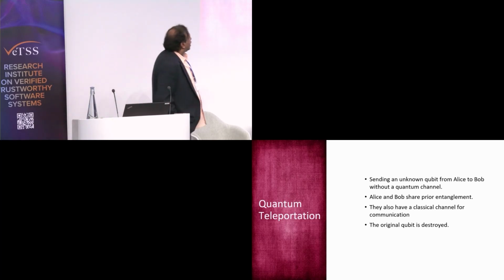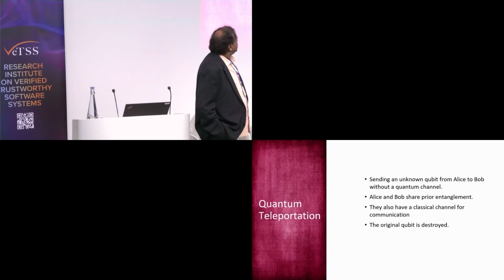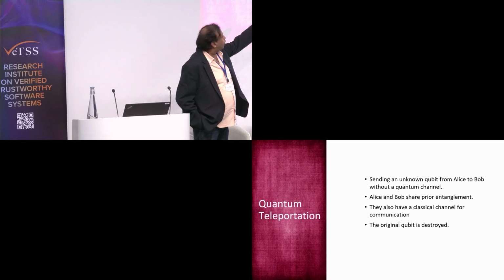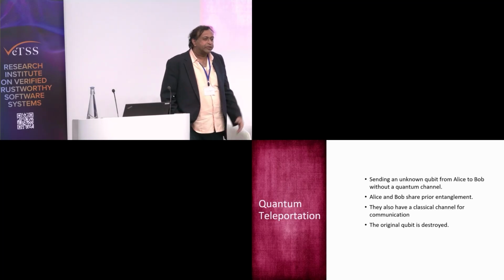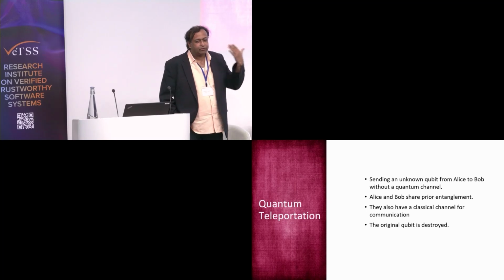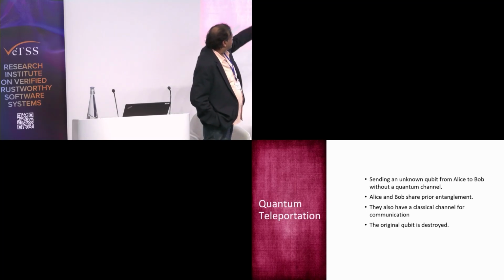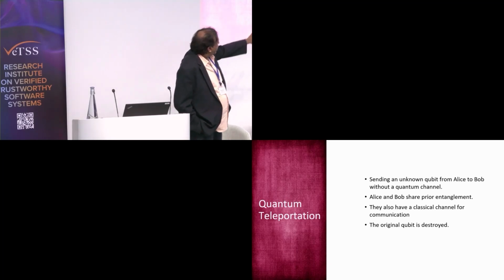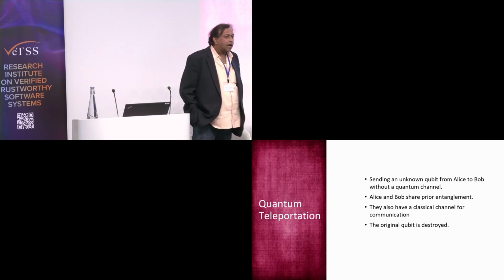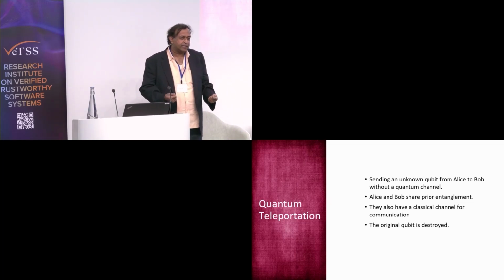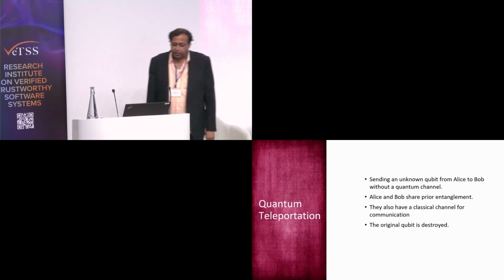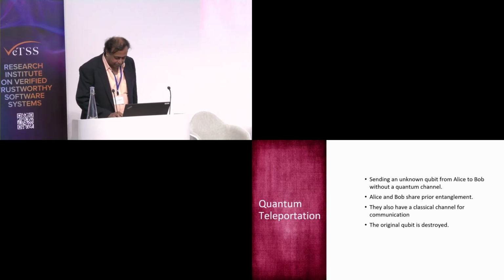Okay, a very simple protocol or algorithm I'll describe. It's called quantum teleportation. What you're trying to do is send an unknown quantum state from Alice to Bob, but you don't have a quantum channel. If you had a quantum channel, you could just send it down the quantum channel, but you don't. So Alice and Bob share some prior entanglement, and they also have a classical channel for communication. Somehow, using the entanglement and the classical channel, they're able to send a quantum bit from one place to another. And the original qubit is destroyed in this process. So this is a teleportation protocol.